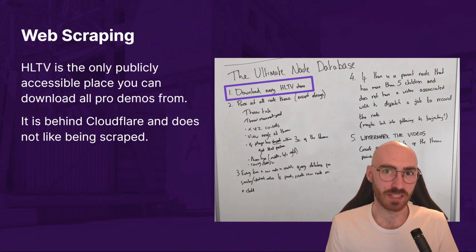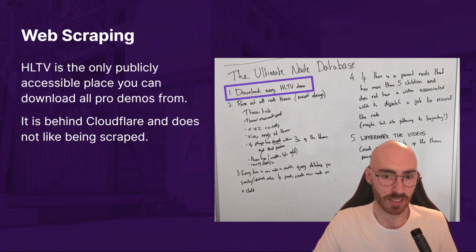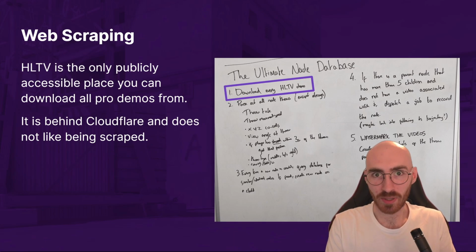I'm not going to go into too much detail. Essentially, I wrote a script using Bun in JavaScript and Puppeteer that downloads the demos for me and then stores them on my own cloud storage, so I don't have to keep bothering them every time I want a demo. I just need the demo. This is the only place I can get it. That's what you've got to do.